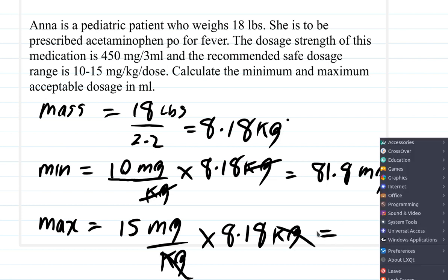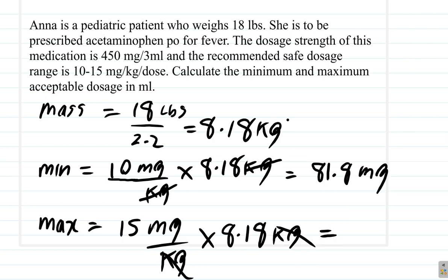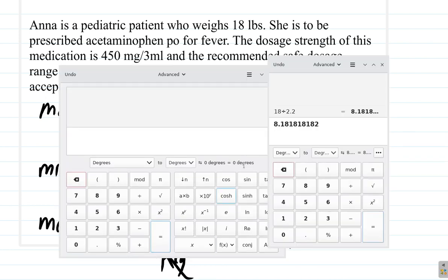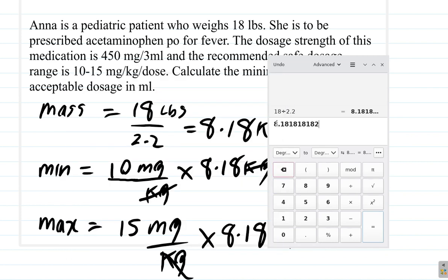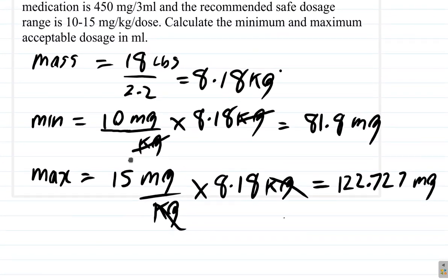So what we have here is 15 multiplied by 8.18. What do we get? 15 times 8.18, 122.727. So we have 122.727 milligrams.